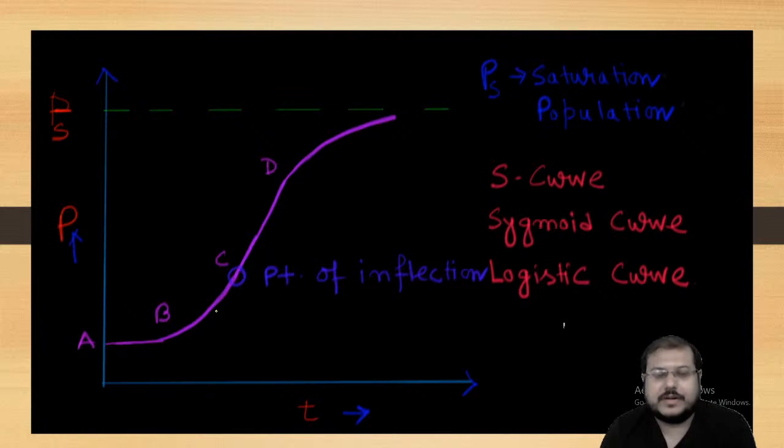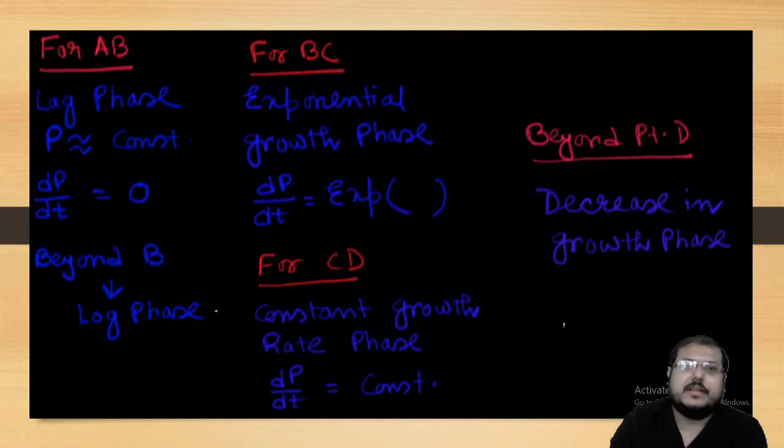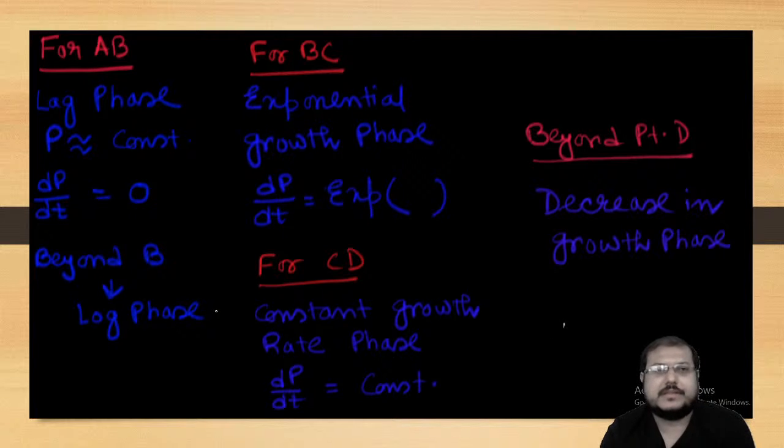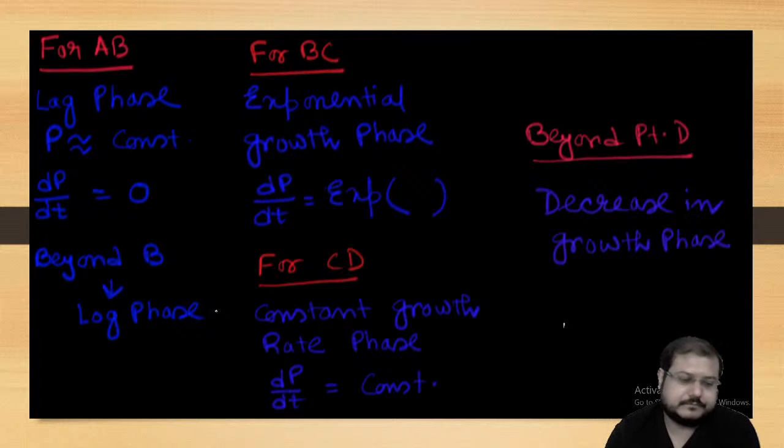Okay, and the AB segment is the lag phase. P is constant, dP/dt will be equal to 0. BC is the exponential growth phase, dP/dt is exponentially increasing. CD is the constant growth rate phase, dP/dt is constant. Beyond point D, there is a decrease in growth phase.